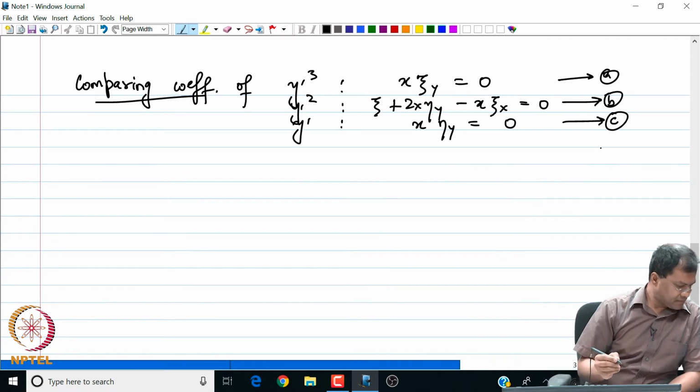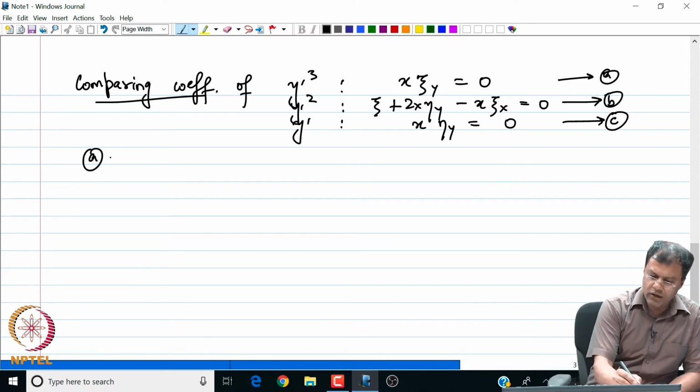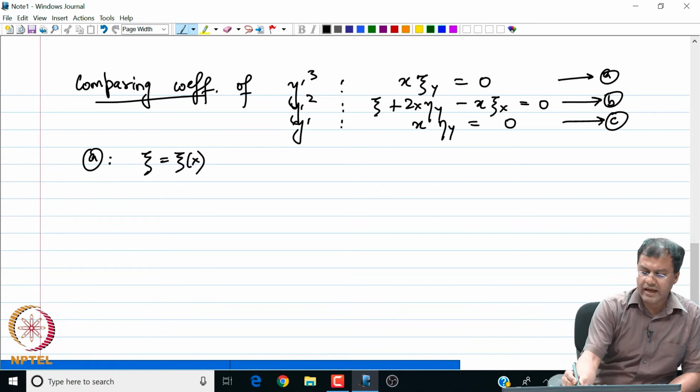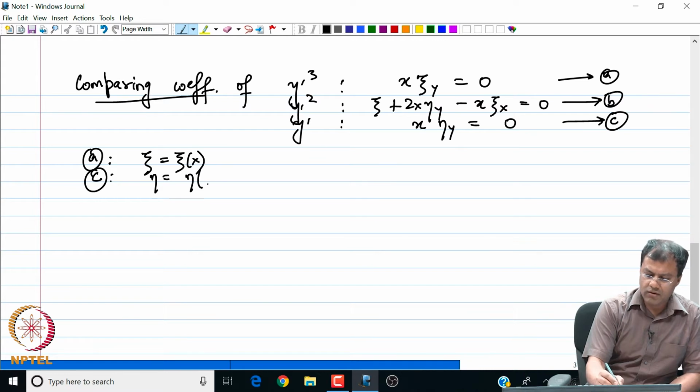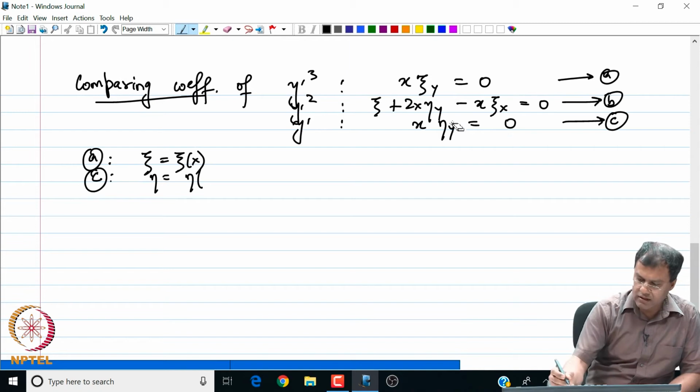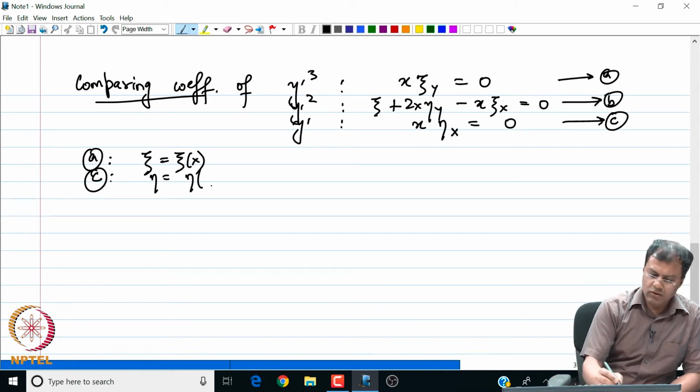From A I get that xi is a function of x purely, because x cannot be 0 in general, so it has to be that xi y is 0. And from C I get that eta must be a function of y, since this last expression is x times eta x.